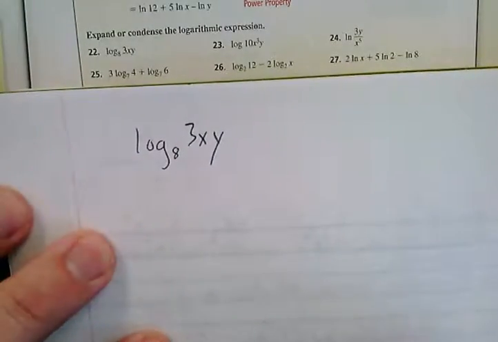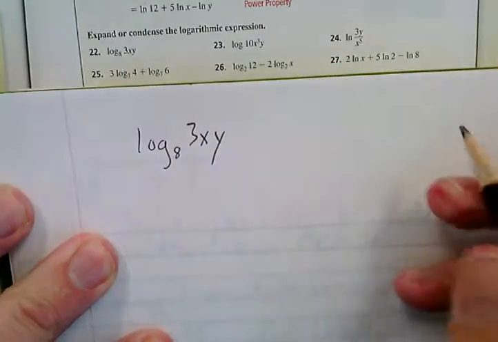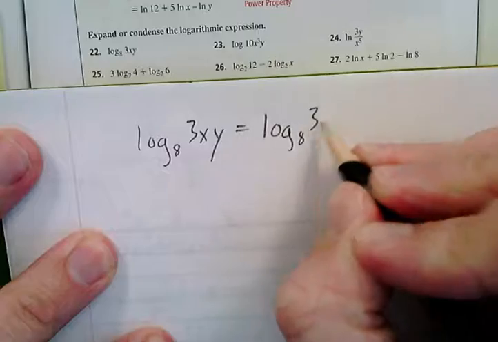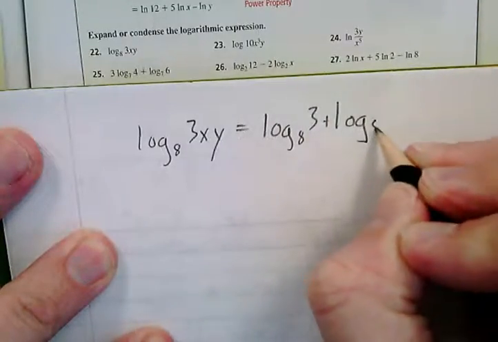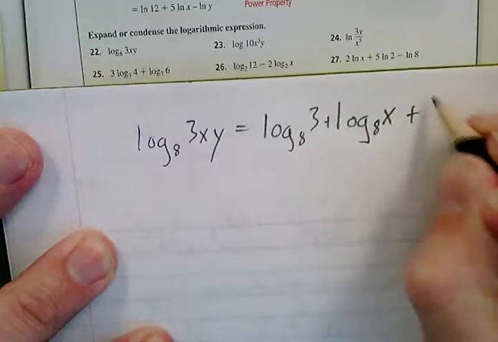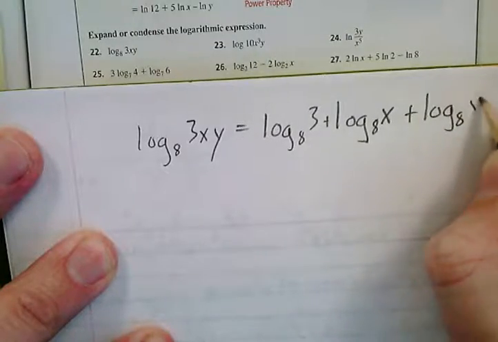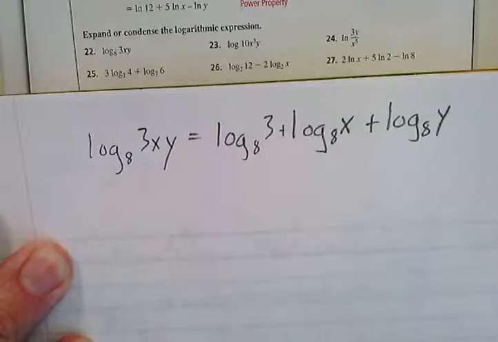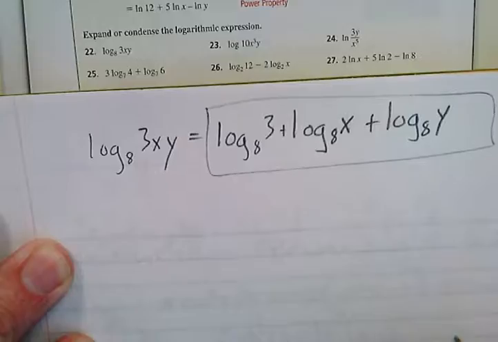We're going to use the product rule here because we have three things that are being multiplied together. So I'd rewrite this as the log base 8 of 3 plus the log base 8 of x plus the log base 8 of y. That's it. That's as far as we can go. So that is my expanded answer.